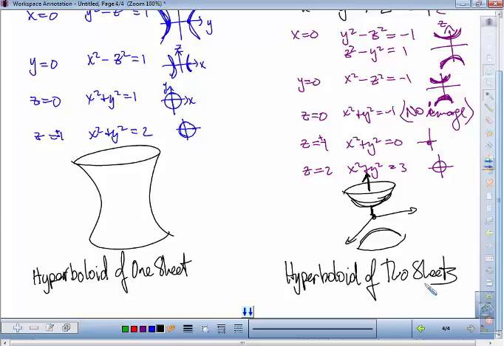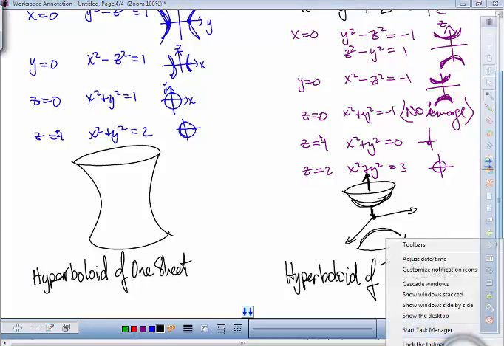Okay? So those are the quadratic surfaces. You got the sphere, the ellipsoid, the paraboloids. There's a hyperbolic paraboloid and an elliptic paraboloid. There's the cone, and there's the hyperboloids of 1 sheet and 2 sheets.